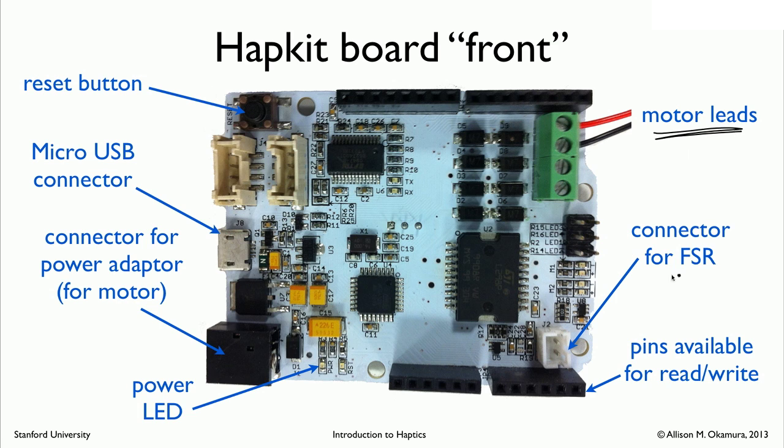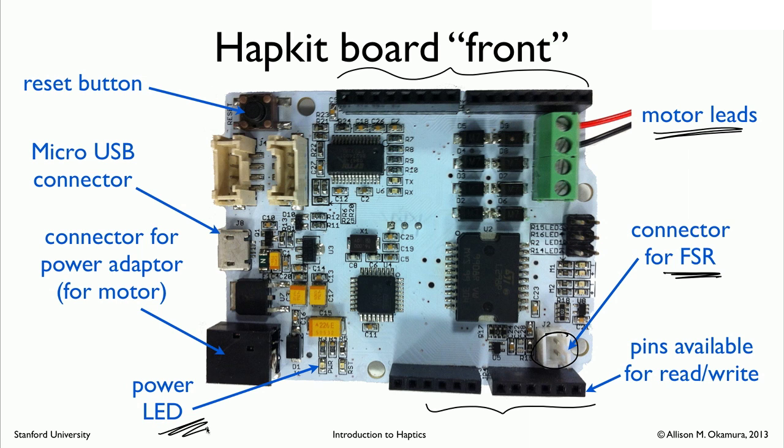The next component is the connector for the force-sensitive resistor, which we haven't used or set up yet, but when you do hook it in, you'll be adding it to this component right here. And then there are a bunch of pins, both down here as well as on the top, which are available for reading and writing. When we look at the back side of the board, we'll look in more detail at what those pins do.